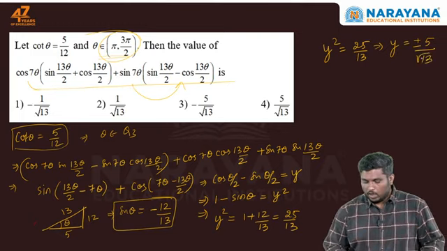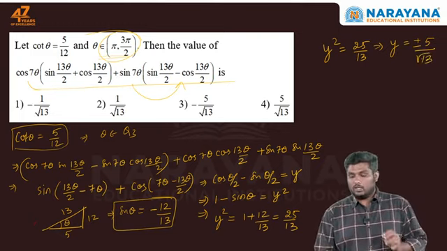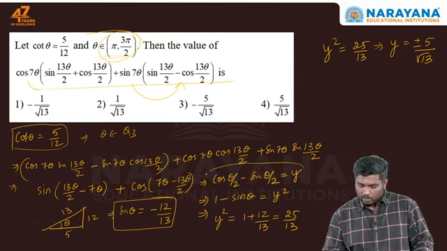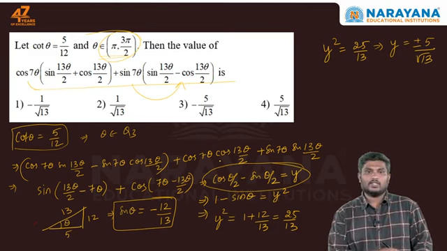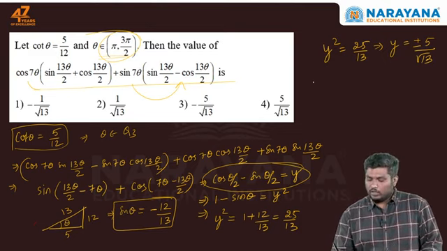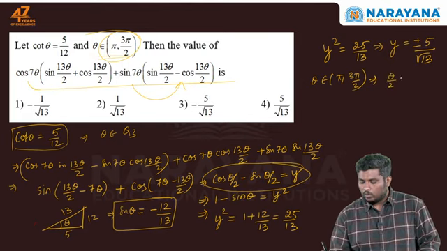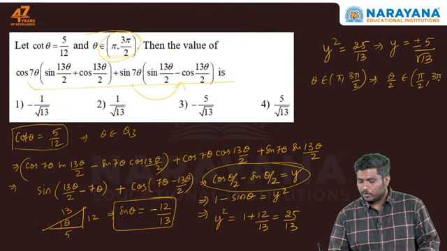But guys, both the options are available, so you have to see what value y will be. So who is y here? Cos theta by 2 minus sin theta by 2. So if theta belongs to pi to 3 pi by 2, then theta by 2 lies in pi by 2 to 3 pi by 4.